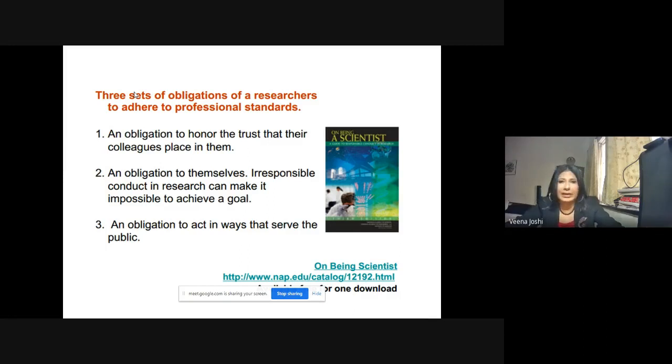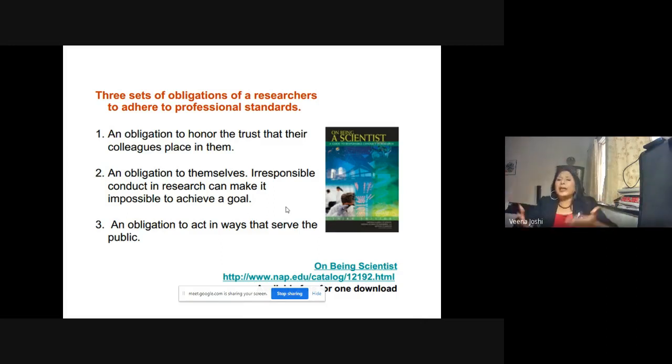This will bind me. An obligation to themselves. Irresponsible conduct in research can make it impossible to achieve the goal. If it is truly to achieve a goal, like today's COVID, in COVID not even plagiarism will work. Nothing will work until we prepare a medicine. So if I have a goal and I am truly truthful to it, then no amount of unethical thing is going to help. So I have an obligation to my aim and objective as well.